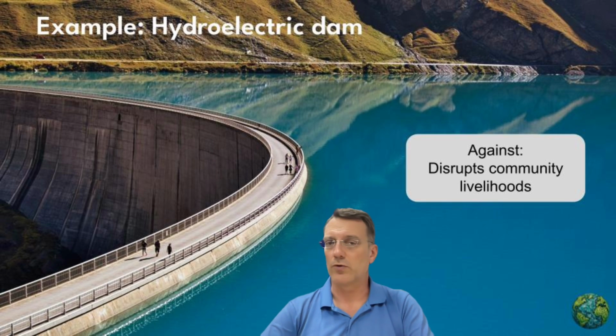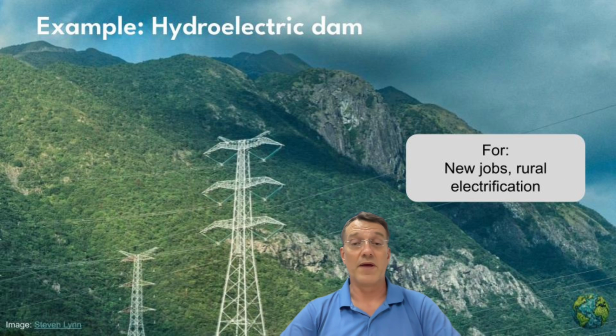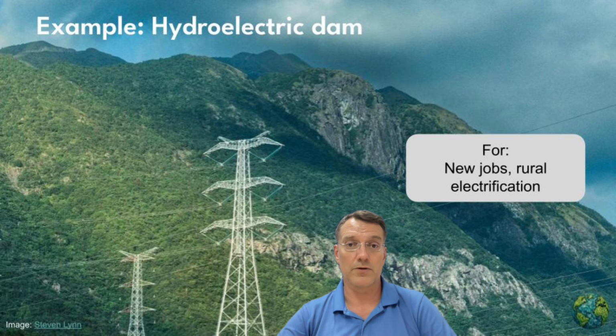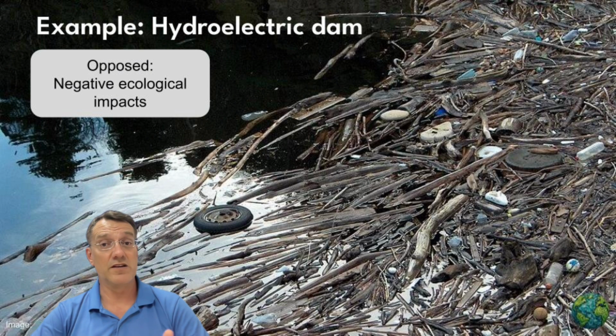But from the perspective of local fishing communities, the dam disrupts fish migration patterns and threatens their livelihoods. From an economic development perspective, the dam brings jobs and electricity to rural areas. But from a cultural perspective, the dam might flood ancestral lands or sacred sites. There might also be a conflicting environmental perspective where people are worried about the downstream impacts from having such a large infrastructure project on a natural watercourse.